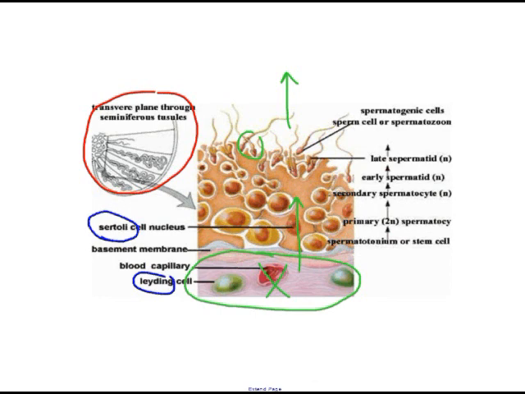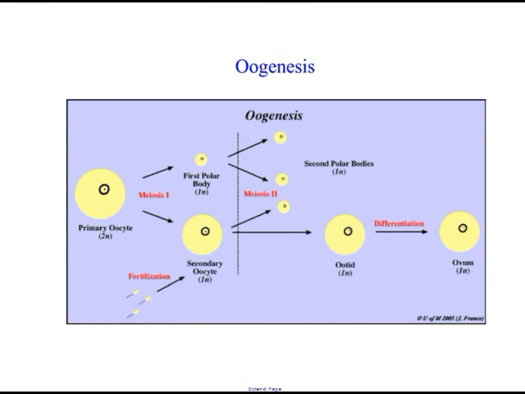And testosterone is really necessary for the production of sperm. Okay, that's what's going on in the male system. Pretty complicated, yeah, but unfortunately, the female system is even worse. So the female system is called oogenesis. Some of it kind of looks the same, but some of it is different.